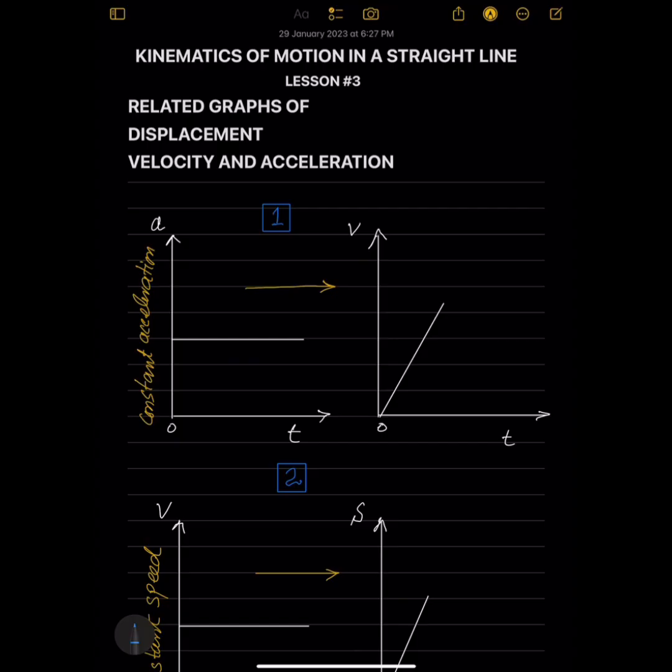Kinematics of motion in a straight line. This is lesson number 3. These are related graphs of displacement, velocity, and acceleration.